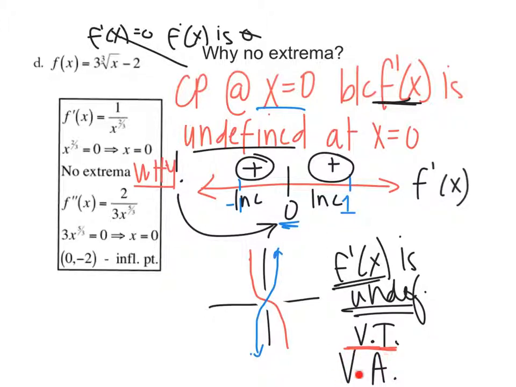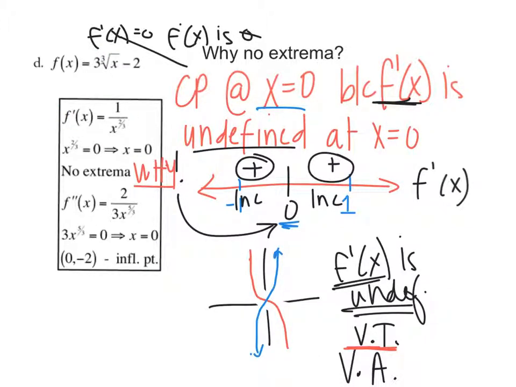We know we don't have a vertical asymptote because if we look at the function, that function is continuous everywhere. But remember, continuity does not imply differentiability. So it's continuous everywhere, but it doesn't necessarily mean that it's differentiable everywhere.